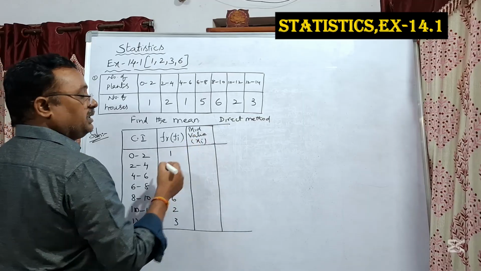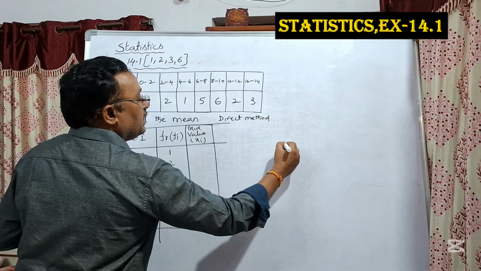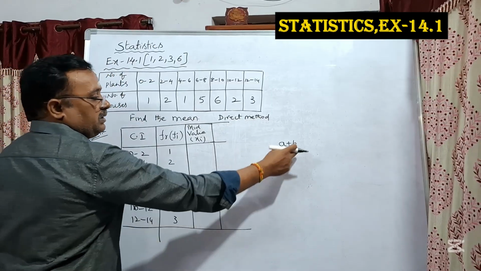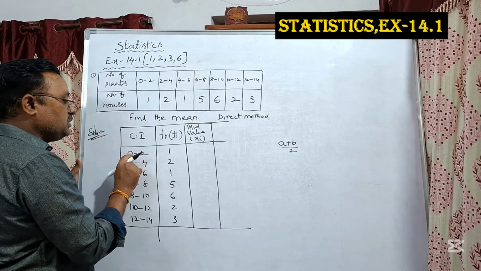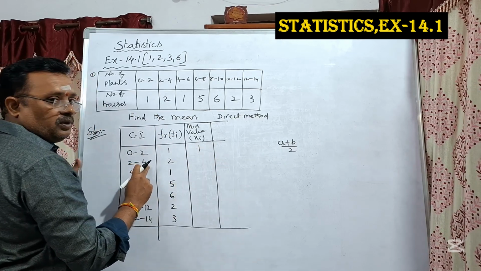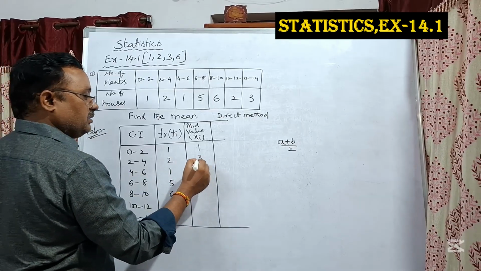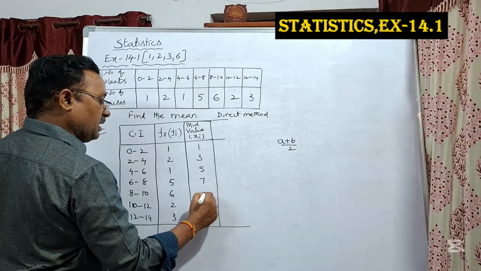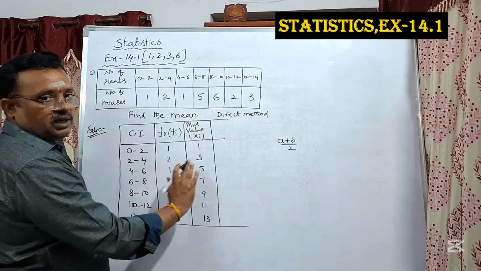How to find the mid value? It is the average of the class interval, using the formula (a plus b) by 2. Individually, 0 plus 2 is 2, 2 by 2 is 1; 2 plus 4, 6 by 2 is 3; 6 plus 4, 10 by 2 is 5. You can observe it increasing by 2 each time. So 7, 9, 11, 13 are the mid values for the respective class intervals.